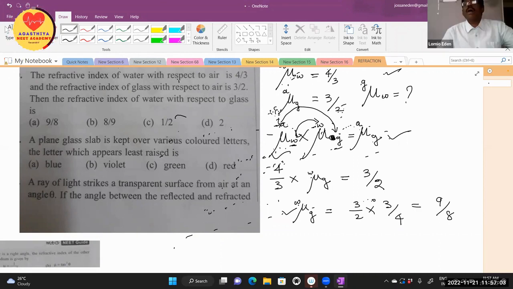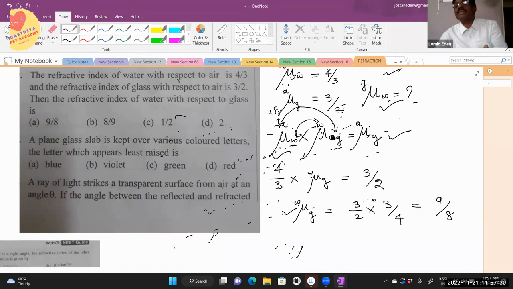What are they asking? They are asking the refractive index of water with respect to glass. Here we have obtained the refractive index of glass with respect to water. Understand? It is in a reverse manner. The question is to find out the refractive index of water with respect to glass. Here we have obtained the refractive index of glass with respect to water.